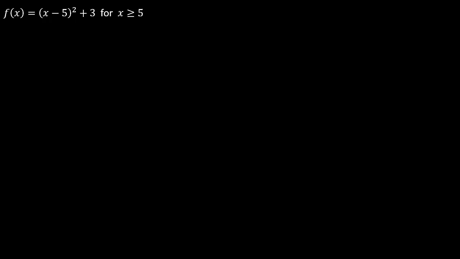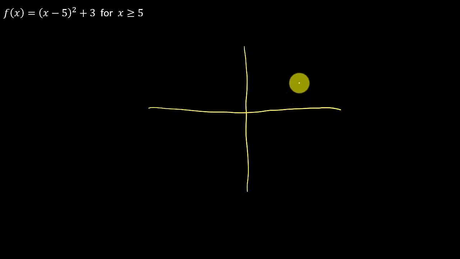We got f of x is equal to (x minus 5) squared plus 3 for x greater than or equal to 5. Before we get started on this one, let's talk a little bit about this restriction here, x greater than or equal to 5. Why is it there? Well, if we sketch the graph of this real quick, the vertex is here at (5, 3). It opens up.